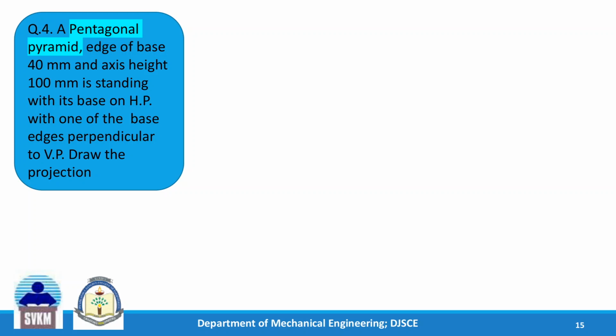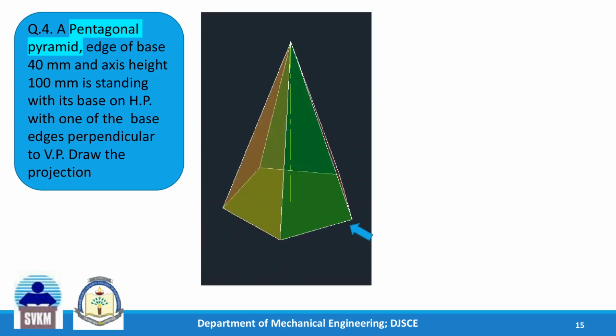and parallel to VP. So just imagine the solid. So this is that pentagonal pyramid. Okay, so base is a pentagon with one of the edges drawn on the left side here, which is perpendicular to VP. VP is here, somewhere. I am not indicating with the highlighter. So this is the base edge which is perpendicular to the VP. So we will draw the top view for this.